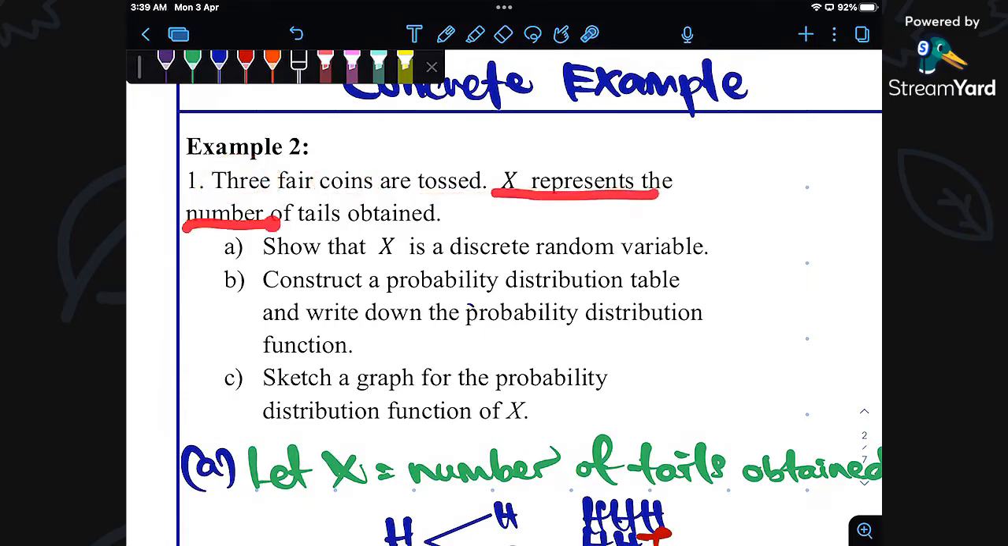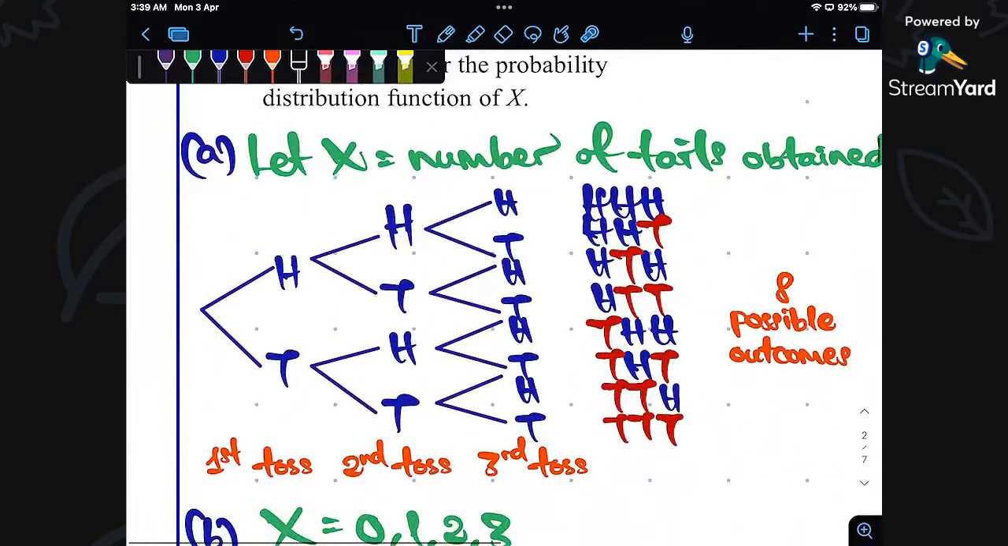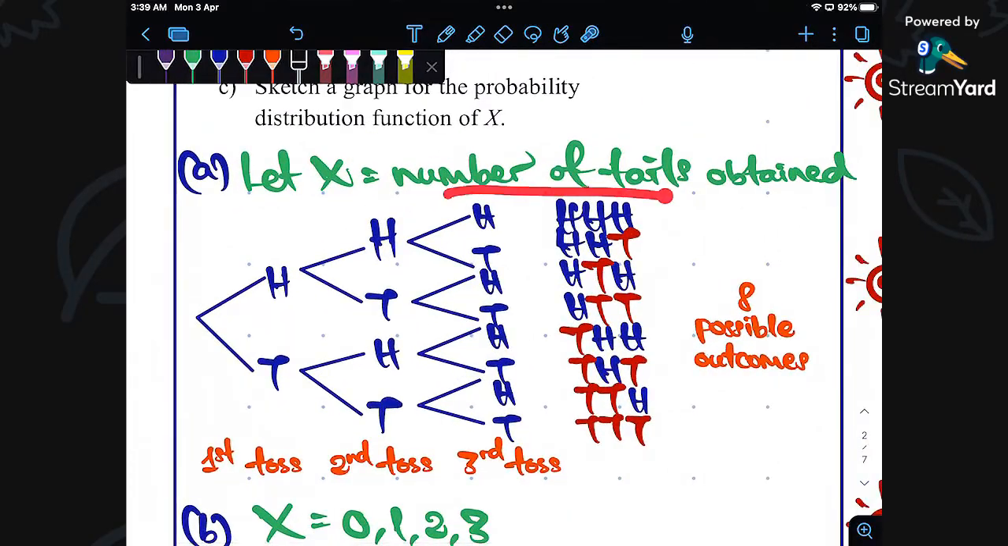X represents the number of tails obtained. Show that x is a discrete random variable. So now we are doing the same thing all over again like we did in example 1, which is let x equal the number of tails obtained. Okay, you give it a name first so that you know what you got to do for the next step. Again, I put it as step 1, and then step 2 is where sometimes you can do a tree diagram, sometimes you can do a table instead.